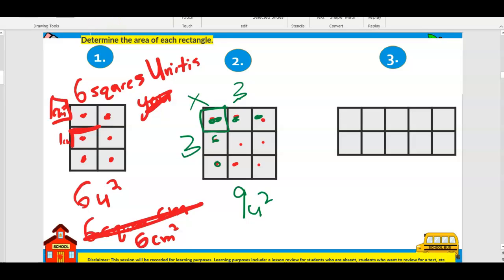How about this one over here? You can go 1, 2, 3, 4. Some people see, oh, there's 5 right away, and there's 2. So it's a 5 by 2, that's 10. Or some people go, count them all.